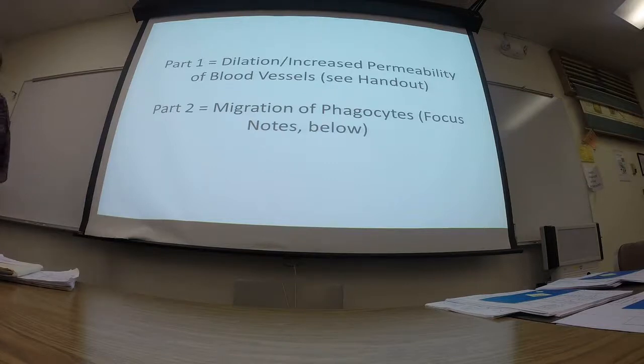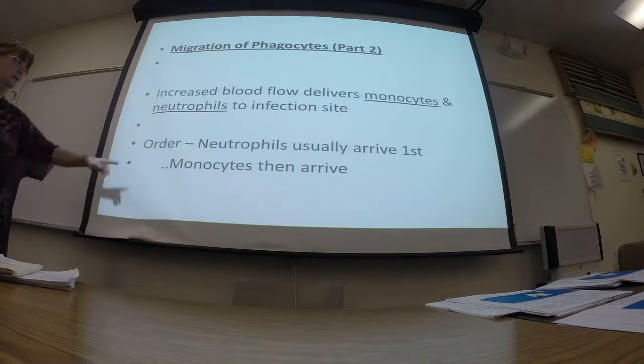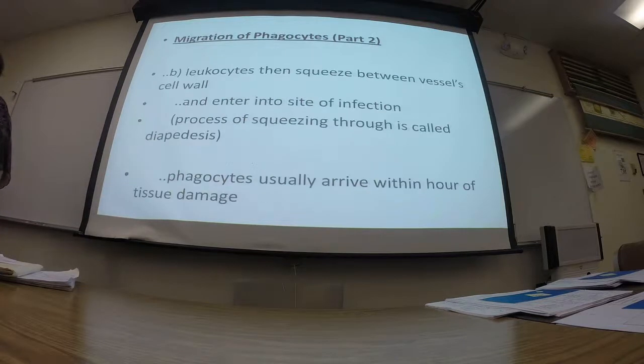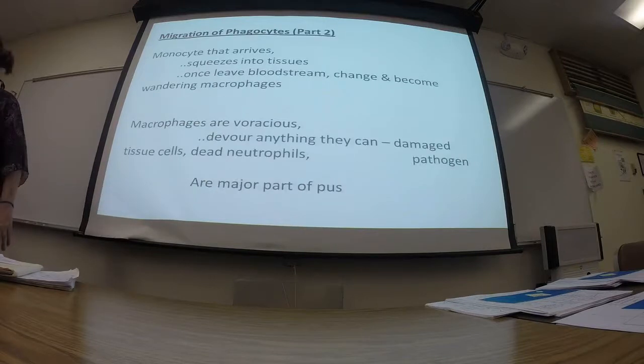We already talked about this dilation. I'm not going to do a handout because it's in the book. It causes the monocytes and neutrophils to come to the infection site. Monocyte is macrophage. Keep them linked together. Okay? Now I said neutrophils usually arrive first. We already talked about diapedesis. That's what a macrophage or neutrophil squeezes through, usually within an hour. And then of course it's going to eat absolutely anything.